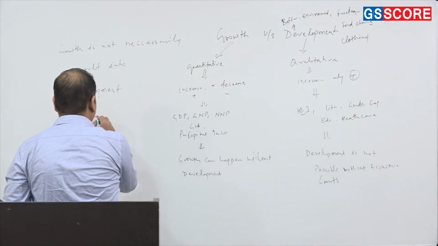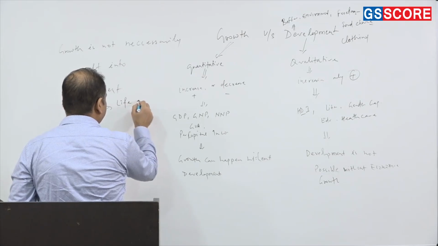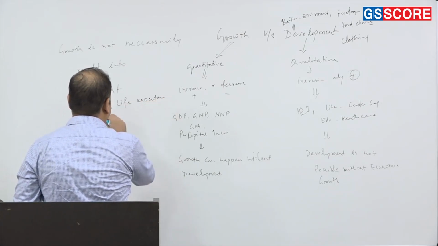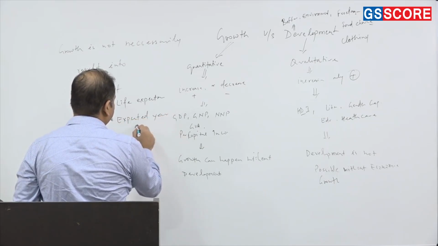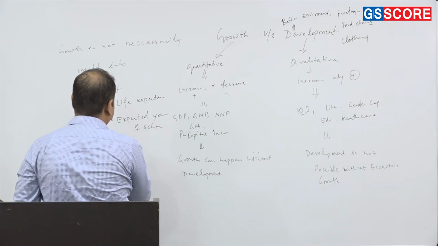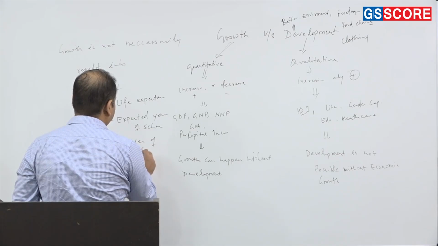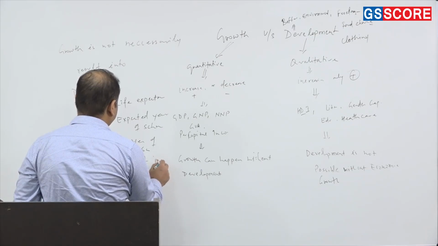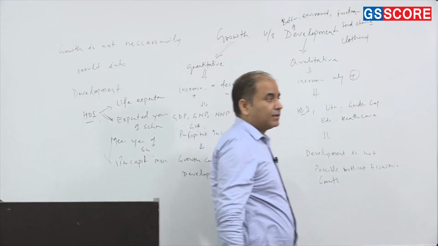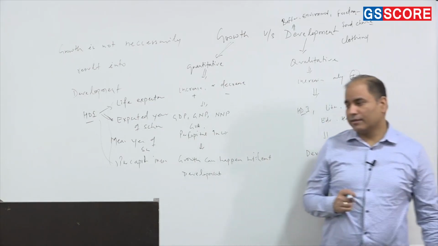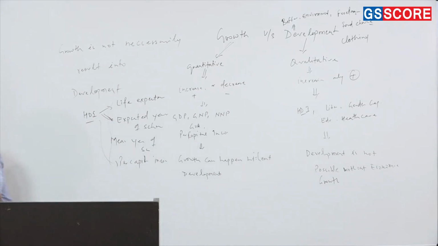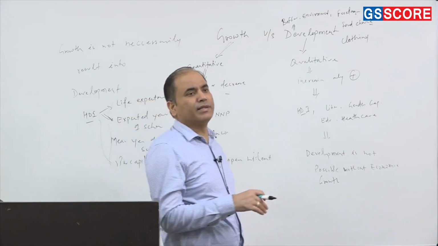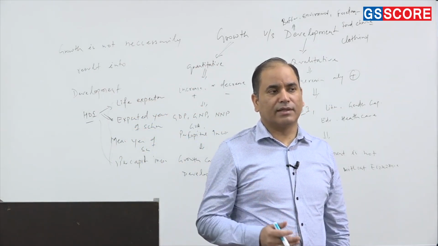Primarily it is life expectancy, expected years of schooling, mean years of schooling, and per capita income. Based on these, the HDI is calculated, and based on the HDI value, different countries are grouped into different categories, and then it is said that these countries are developed, these countries are less developed.